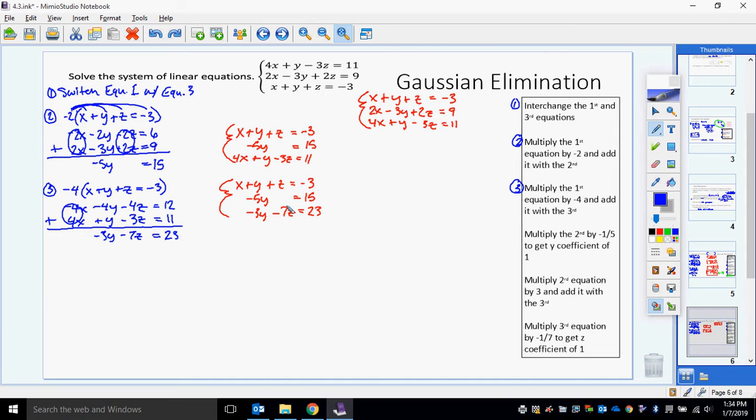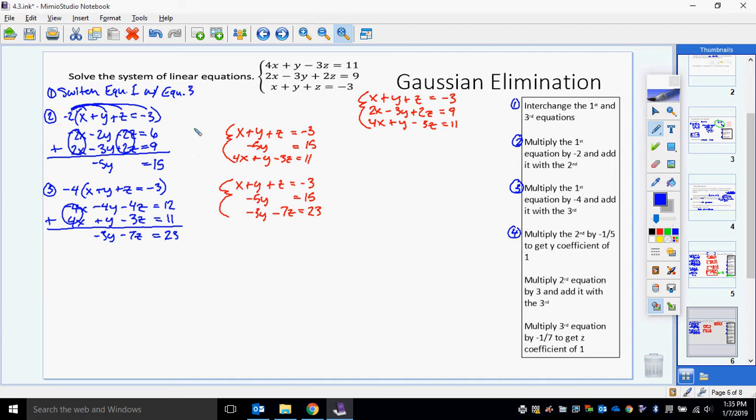So something that looks easy for me to do right now is to change this second equation to be a 1y. In order to do that, remember our row operations say that we can switch things around, we can multiply an equation by a number, or we can add equations together. Those are the only 3 row operations I have. So how am I going to get this to be a 1y? Well, I'm going to multiply this equation by a number.